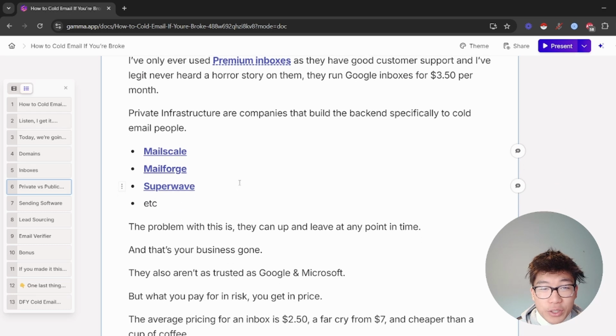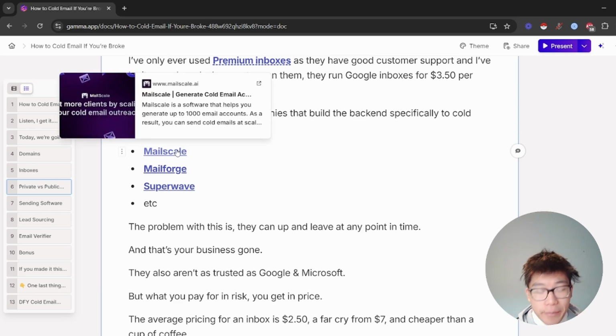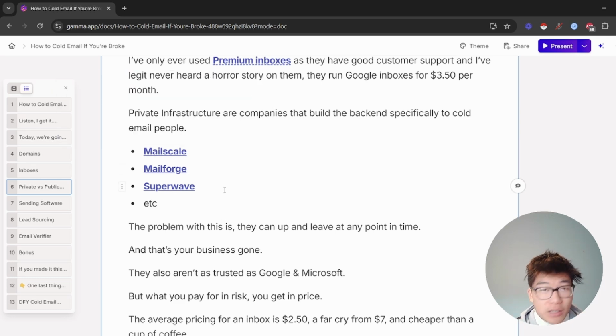Private infrastructure is companies that build out the back end of their business specifically to cold email people. Their entire business is based on the fact that they can send cold emails for a cheaper price than public. That's the whole idea. It's companies like MailScale, MailForge, Superwave. Just look up inboxes, like public inboxes, right?